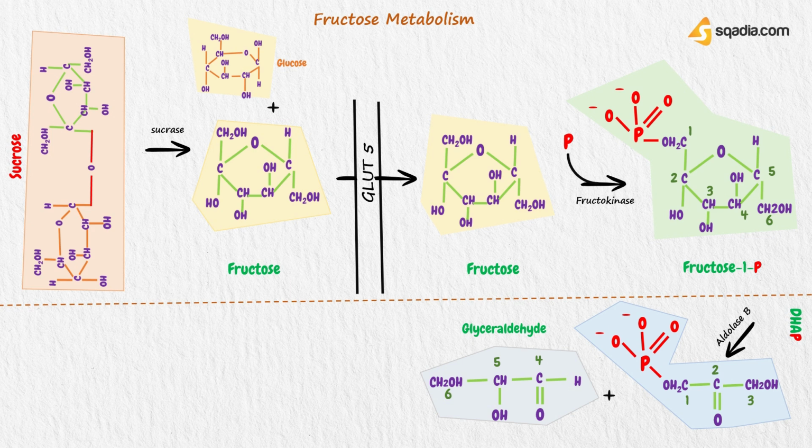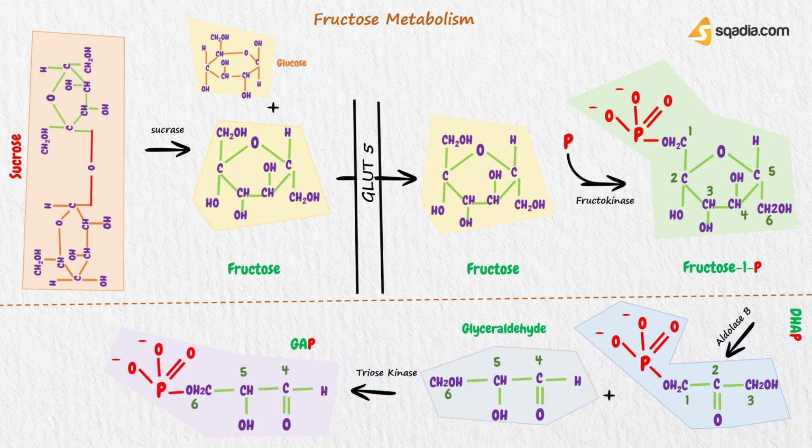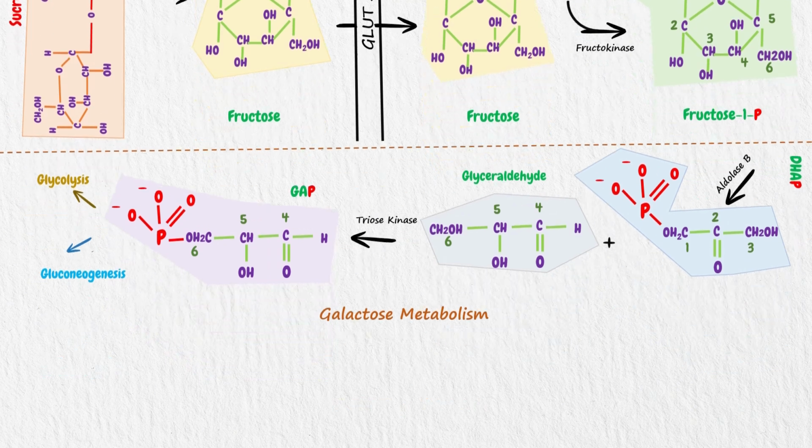At position 4, 1 hydrogen is removed from OH as the cyclic structure breaks, and OH at position 5 is added. So glyceraldehyde is formed. In the presence of an enzyme called triose kinase, glyceraldehyde converts to glyceraldehyde 3-phosphate, which enters glycolysis or gluconeogenesis according to cellular energy status.